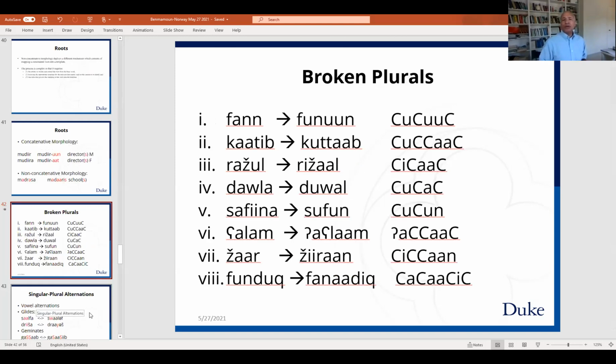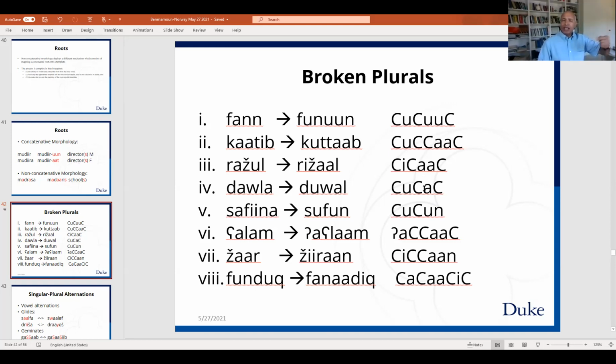When you look at the plural, we call these broken plurals. This is actually a term that goes back to the Arabic grammarians from over 12 centuries ago, where you get different patterns. But the dominant pattern, and this goes to the work of McCarthy and Prince, is what is called the iambic pattern. This is where you get a short syllable followed by a long syllable. This seems to be almost the basic one.